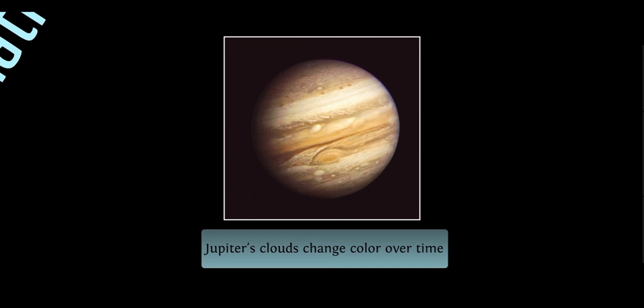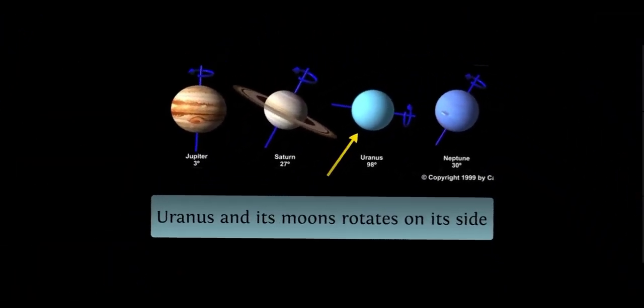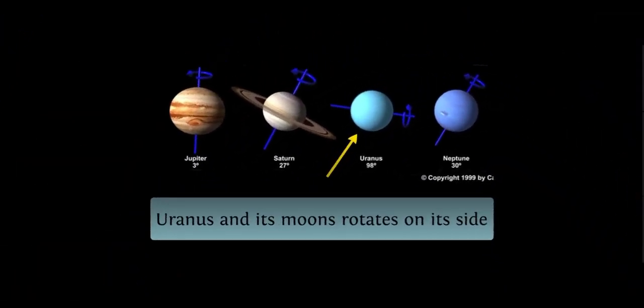Jupiter's clouds change color over time. Next, Uranus and its moons rotate on their sides, as the yellow arrow shows. Uranus rotates on its side, but it is still counterclockwise, and its moons go around the same way.